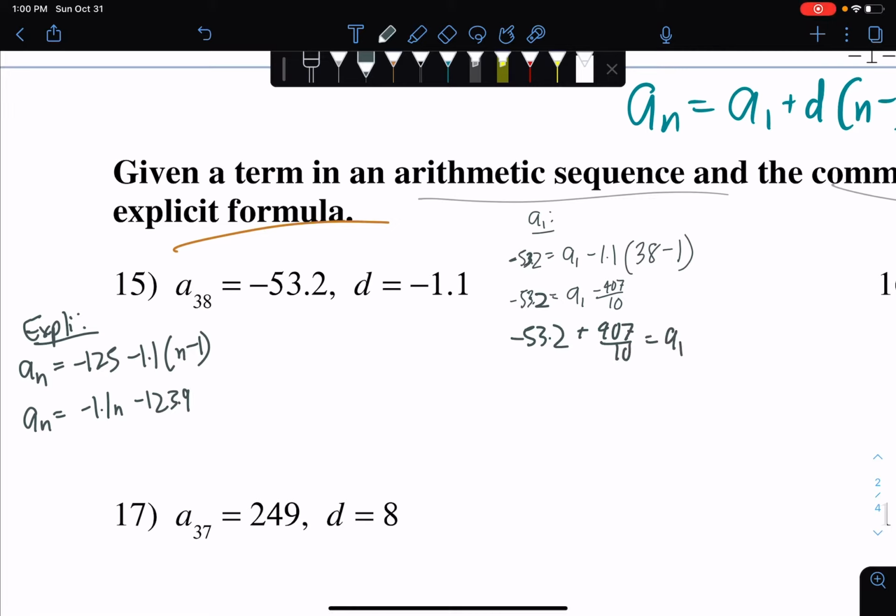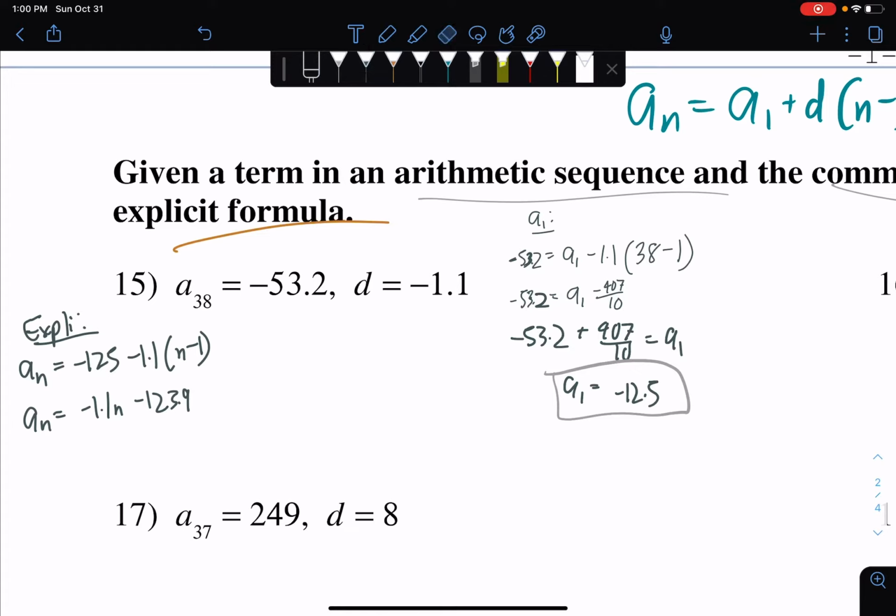We base the left expression in the calculator, negative 53.2 plus 407 over 10. Our answer is, there you go, a sub 1 is negative 12.5. That's where we get it right. We don't multiply both sides by the denominator, otherwise we get it wrong.